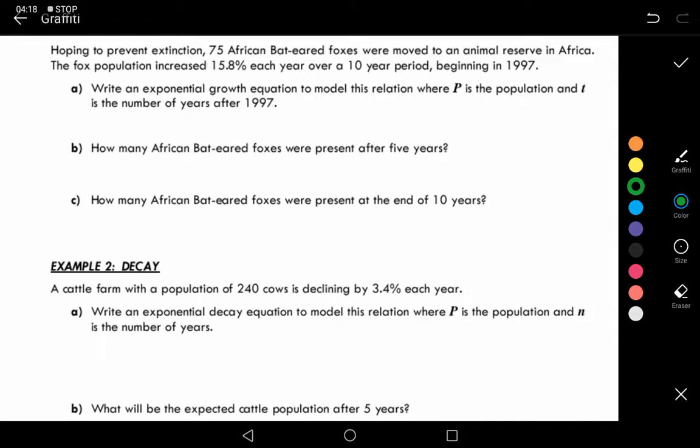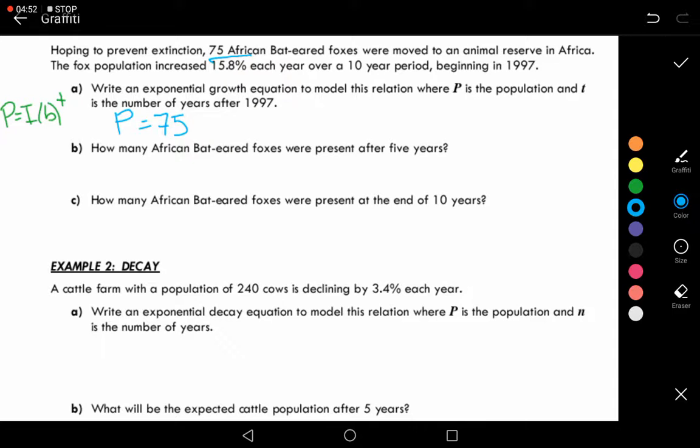This is where you want to really reference that general equation that I gave you, because it tells you what all of these pieces mean. All we have to do basically is take the information we're given and sub it into that general equation. So P is going to be our population, so that's going to stay the same. I is our initial amount. We go back to our question, and we can see that we started with 75 of these foxes, so that would be our initial amount.